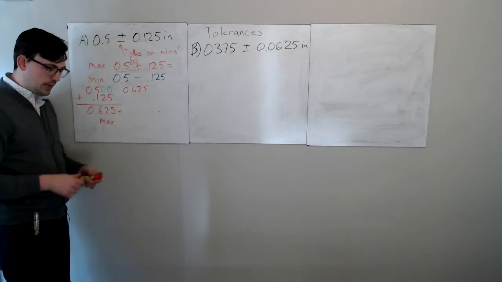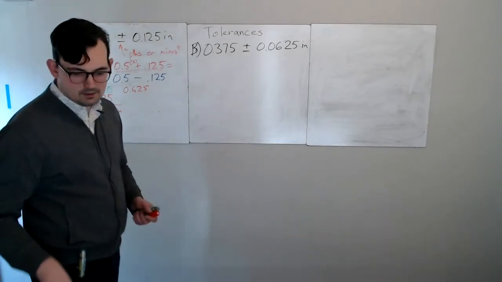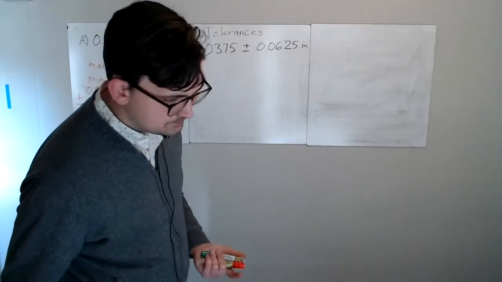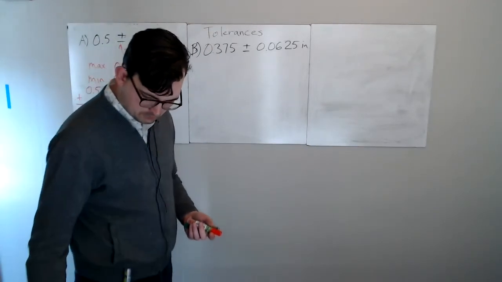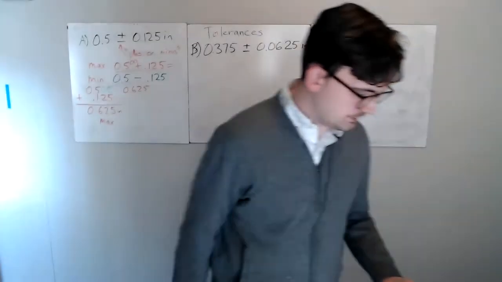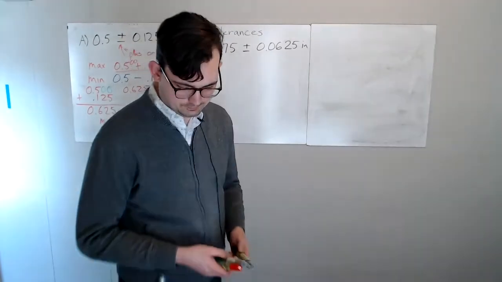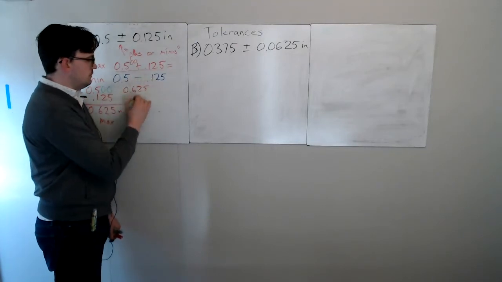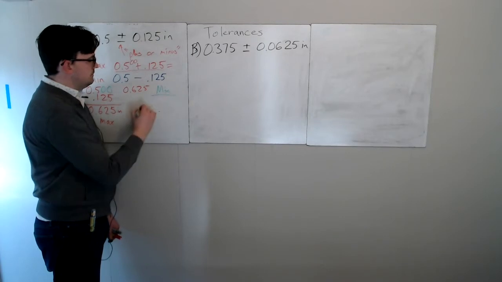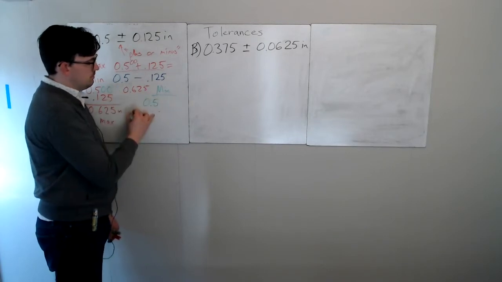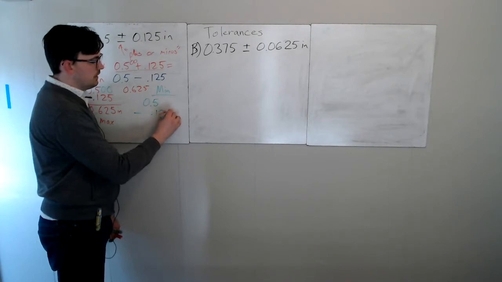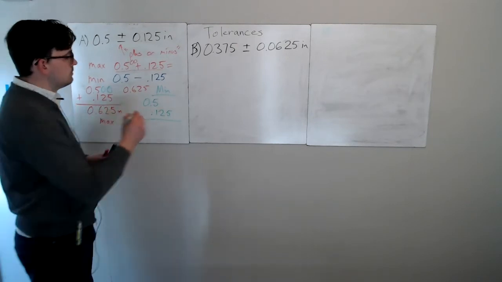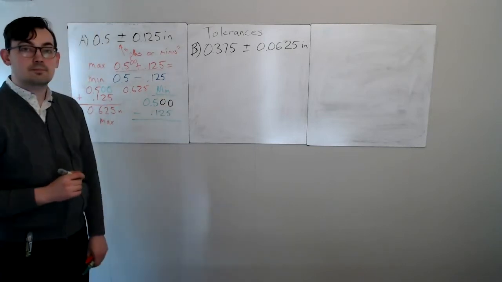The minimum, we're going to subtract. So when we do that subtraction, we'll do this in green. So we've got 0.5 minus 0.125. So let's find our minimum dimension. 0.5 minus, and I want to line up those decimals, 125. Now I've got these here, and I need to add 2 decimal places here. And then I'm going to subtract.